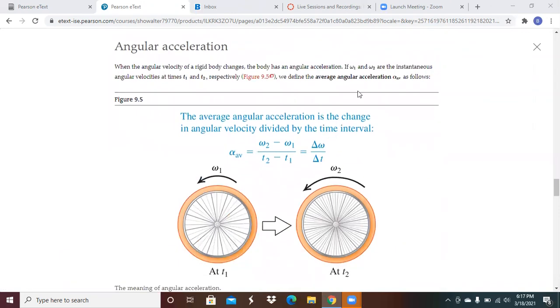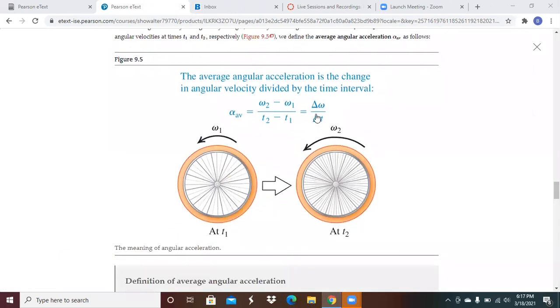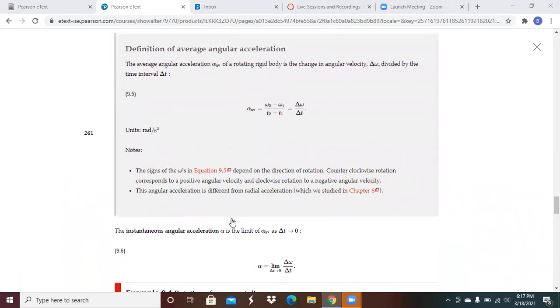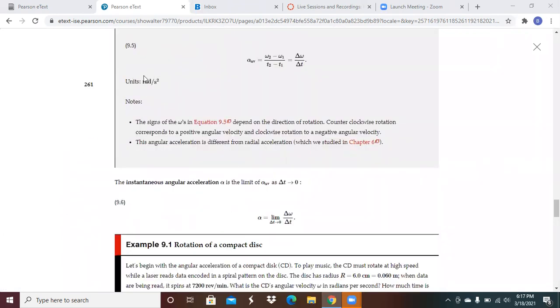So average angular acceleration is going to be defined as the change in the angular velocity divided by the change in time. Its units, rather than length per second squared, like meters per second squared or something like that, this is going to be radians per second squared.